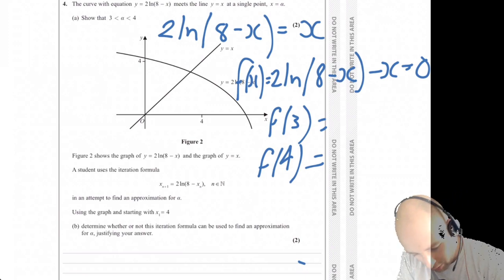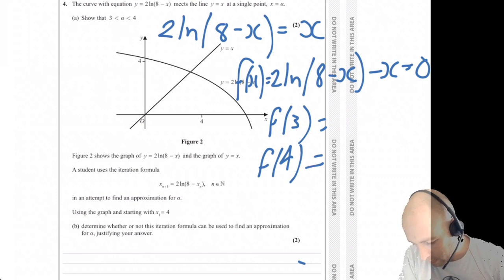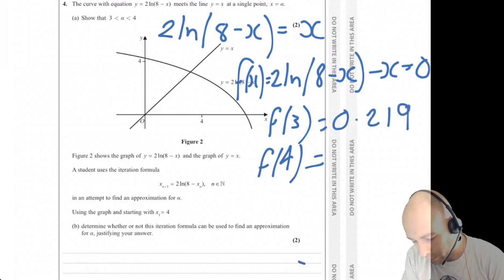So 2 learn 8 take 3 minus 3, which gives us 0.218 or 219 even. And then we're going to do the same thing with 4. So 8 take 4 minus 4. And when we do that, we get minus 1.227.